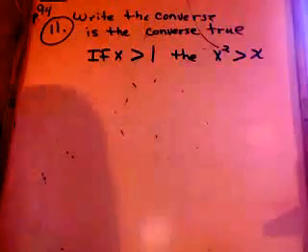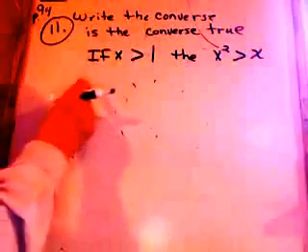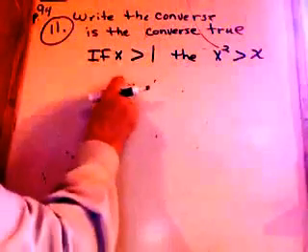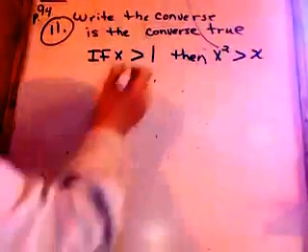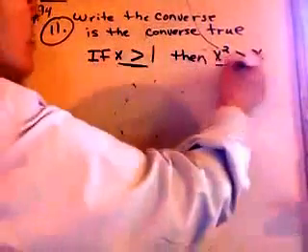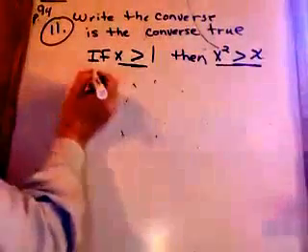Now, back to a similar problem from geometry. Write the converse and then determine if the converse is true. If x is greater than 1, then x squared is greater than x. What's the converse? I have to switch these 2 parts, right? Switch the if and the then.